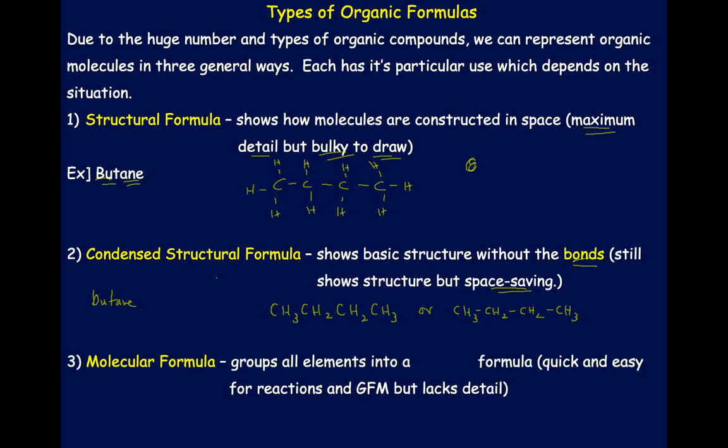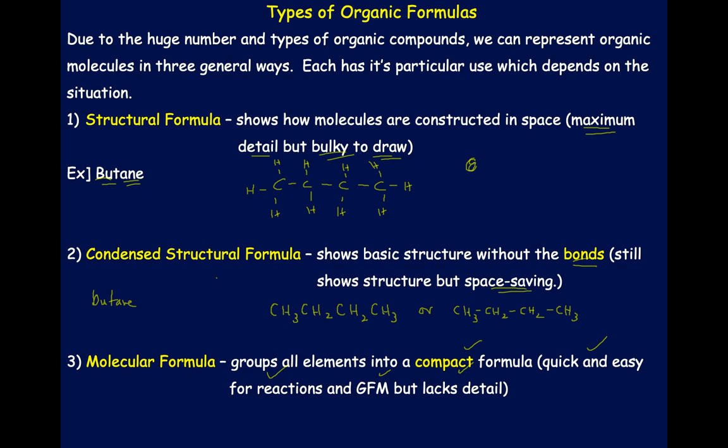And then lastly is something called the molecular formula, your friendly neighborhood molecular formula like you've seen all the time. You simply group all the elements together into a compact formula. Again, this is quick and easy. You can put these in reactions. If you had to balance a reaction, the structural and condensed structural formulas probably wouldn't be great, but molecular formulas are great for this, and even great for GFMs, but it lacks detail. It really doesn't tell you how the thing is built or put together.